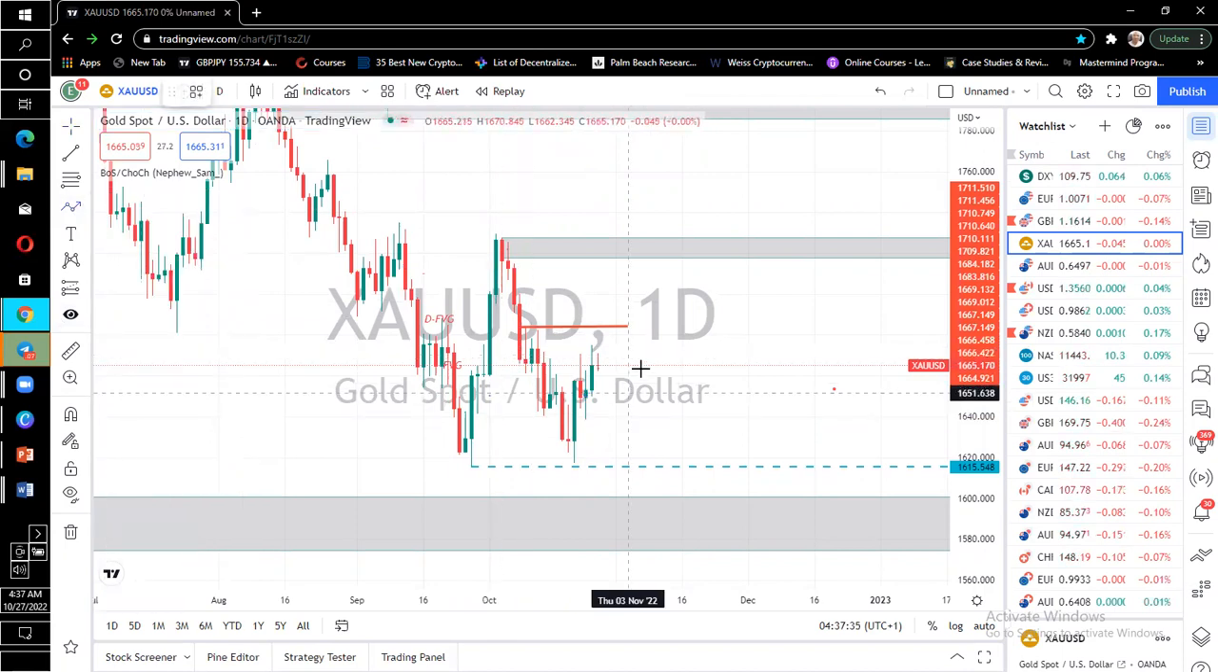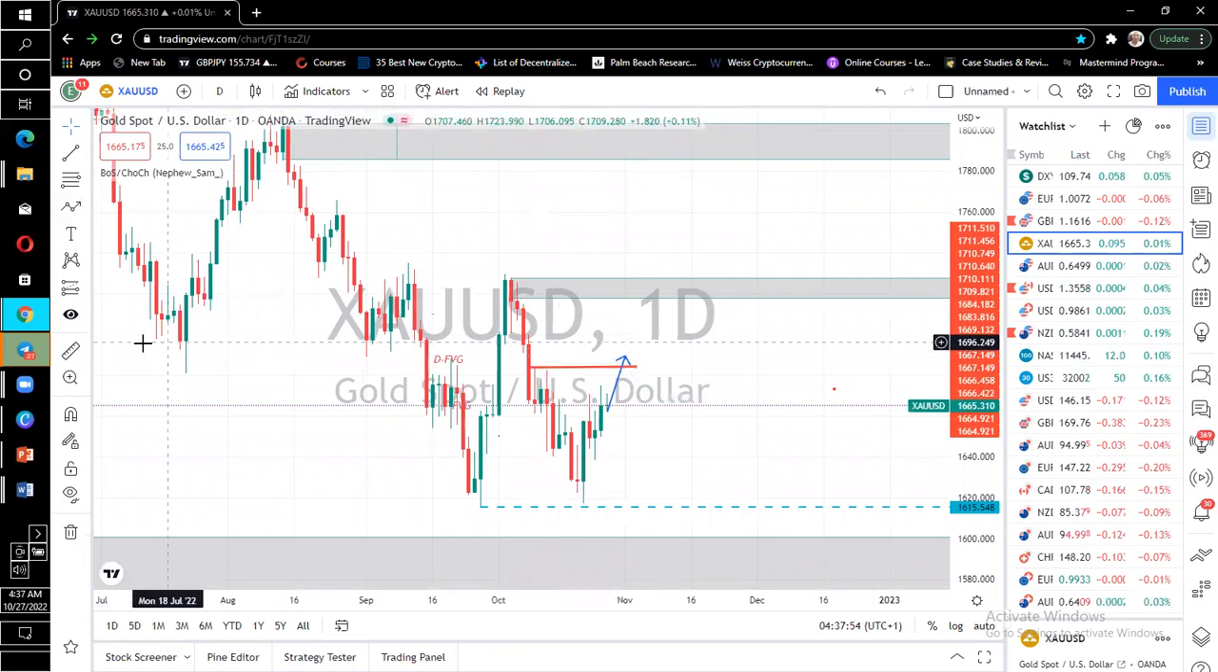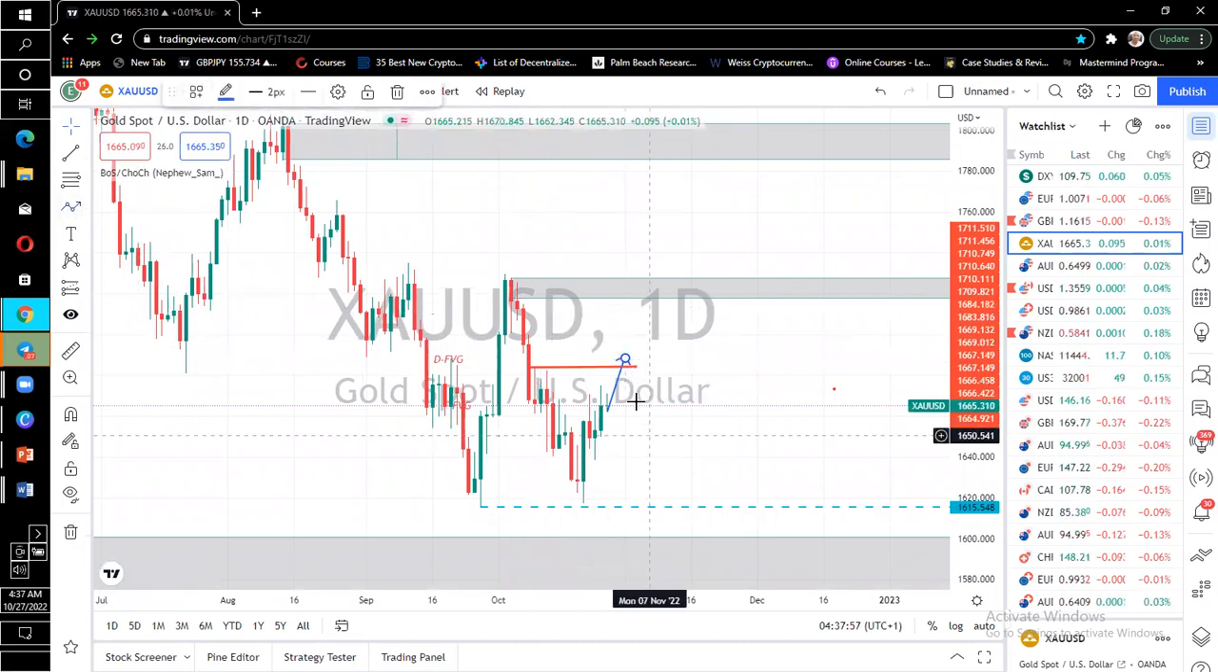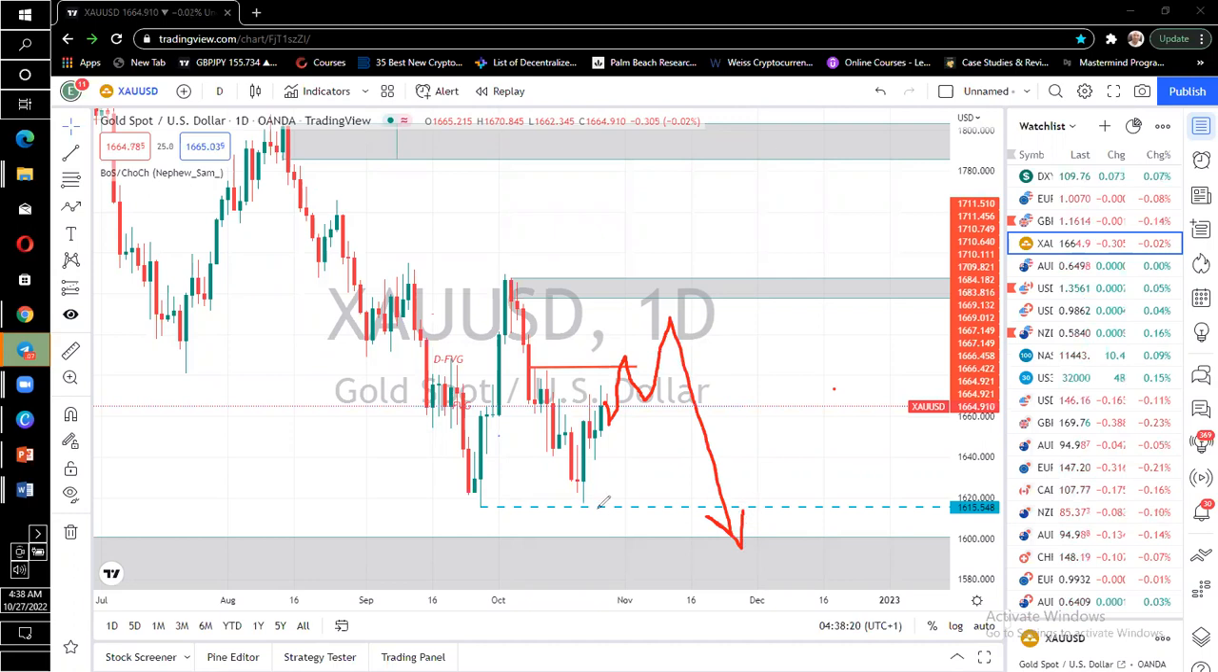For now, my bias will be to the upside. Boom. Tap into this fair value gap. Then I will be expecting them to do what? To roll down. Okay. So I would like to see boom to the upside, then to the downside, up again to the upside, then down to the downside. Of course, there's something we're leaving here. This liquidity. I would like to see them take away this liquidity.